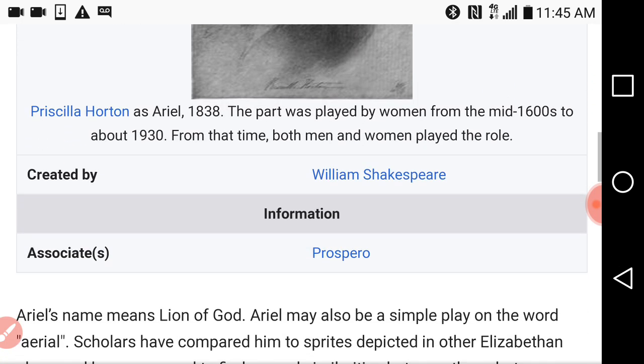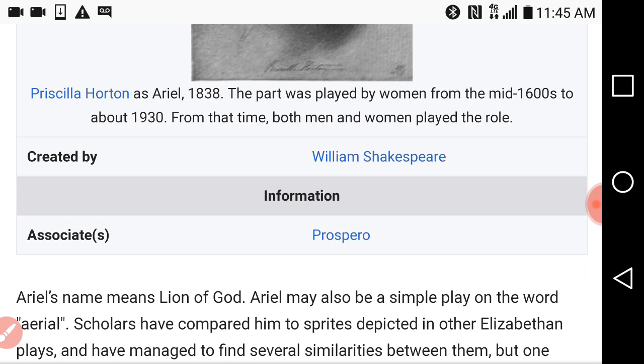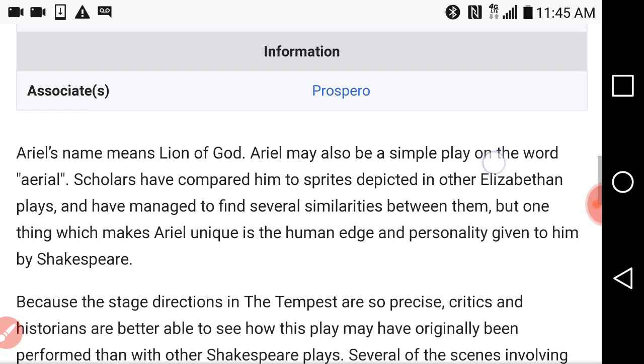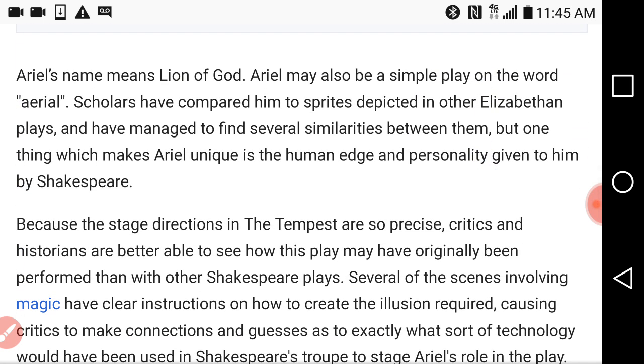Okay, there it is. Ariel, 1838, right? The part was played by women from the mid-1600s. Whatever, it doesn't matter about that. Ariel's name means Lion of God. Lion of God. Now, is the Lion of God the hands of God, the arms of God, the fingers of God? These Ariels, guys, I'm going to tell you right now, are a real deal. They've been around for a while.